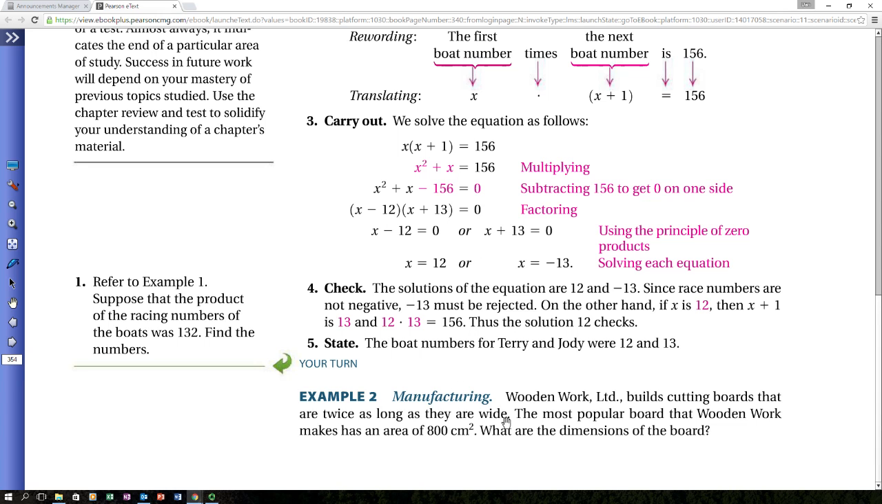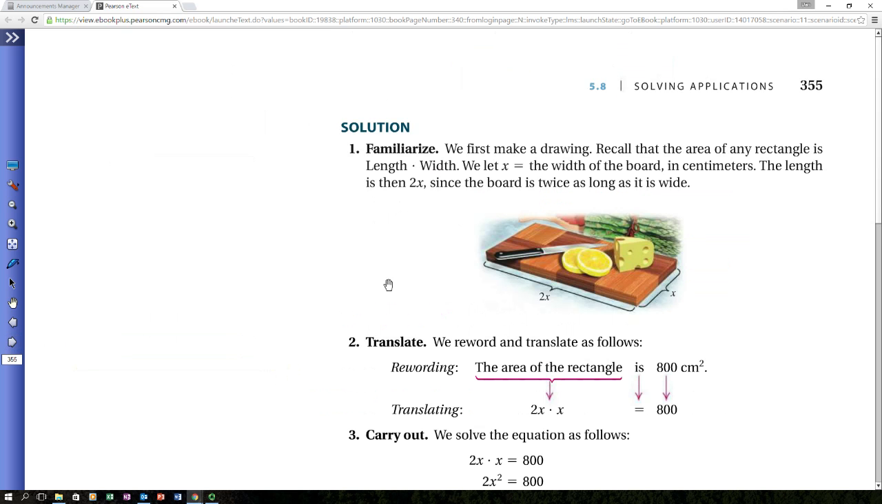This next example is about building cutting boards, and they're talking about relationships of length and width, and there's going to be a couple other things we're going to need to bring up. It's good to go through these examples because you're going to have to know how to get the area of a rectangle, I'm assuming here. So we first make a drawing, and that I'd say, especially when we're talking about rectangles, triangles, we're going to get into Pythagorean theorem a little bit later in this section for triangles, and draw a picture. So we draw a picture of a rectangle.